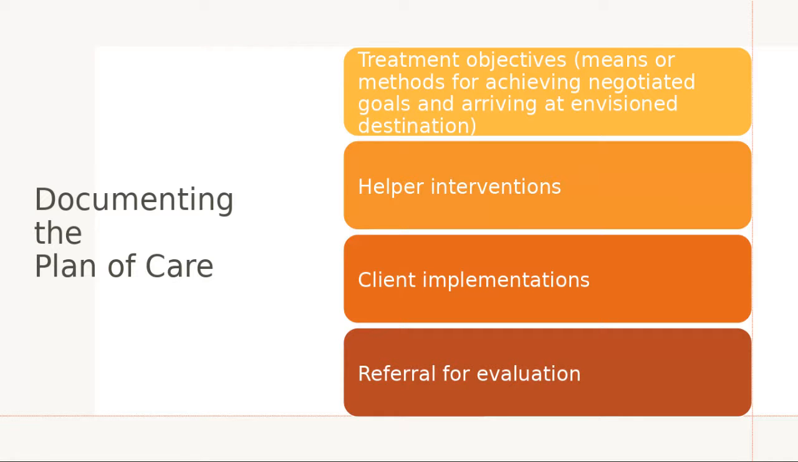Next, you'll want to identify the treatment objectives. And these are the means or methods of achieving the goals. So the interventions here, you outline the particular strategies or interventions you'll use to help the client achieve their goals. Then you outline the helper interventions. What part of this plan are you as the helper responsible for?